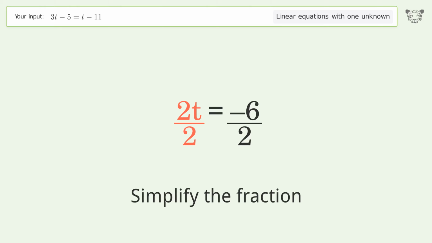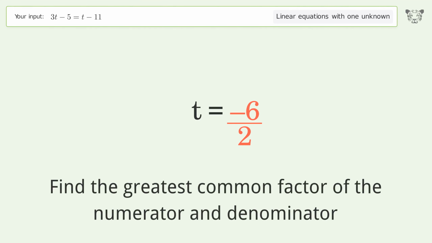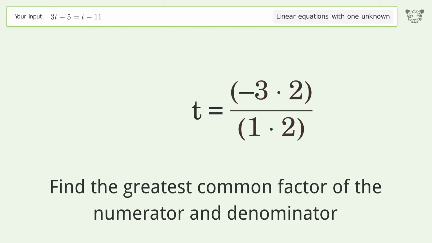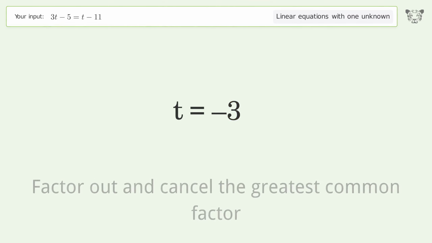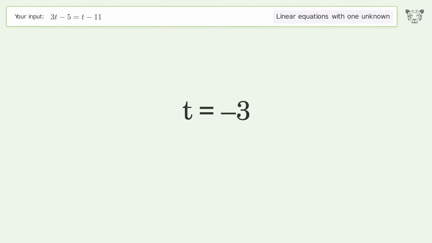Simplify the fraction. Find the greatest common factor of the numerator and denominator. Factor out and cancel the greatest common factor. And so the final result is t equals -3.